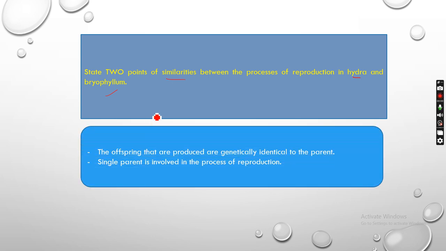One, you can say the offspring are genetically identical. Always in asexual reproduction, the offspring that are produced are similar to the parent, so they are genetically identical to the parent. And of course, it is asexual reproduction, so a single parent is involved, with no formation of gametes, no male and female parents or gametes involved. Okay, so these 2 you can write down.